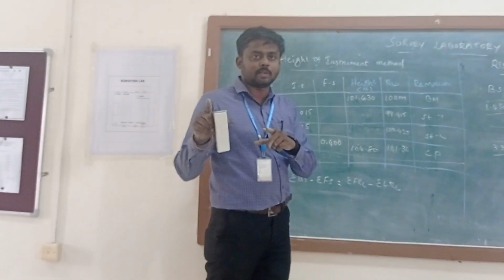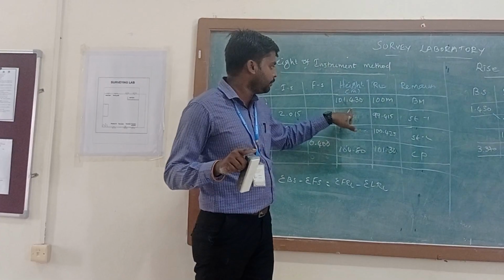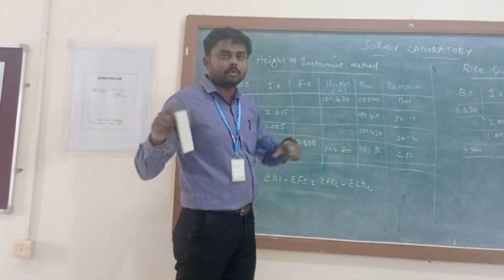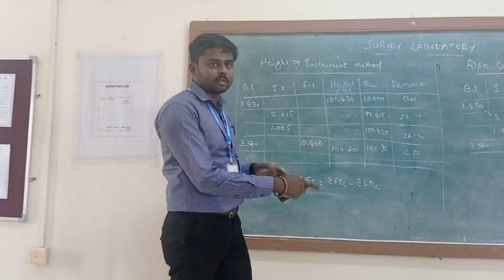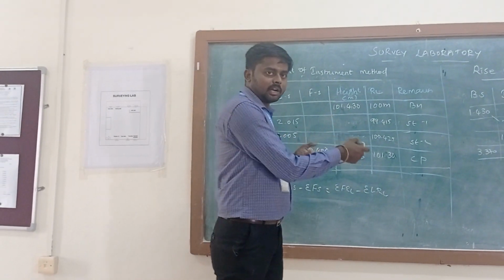Why? Because we are shifting the instrument, right? So the height is getting changed from 101.430. Now the instrument height is 104.480. If you take further points, you will calculate the RL value like this.